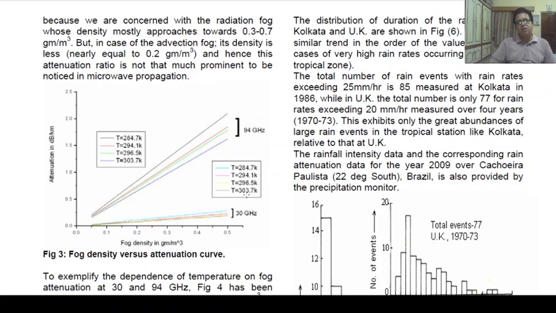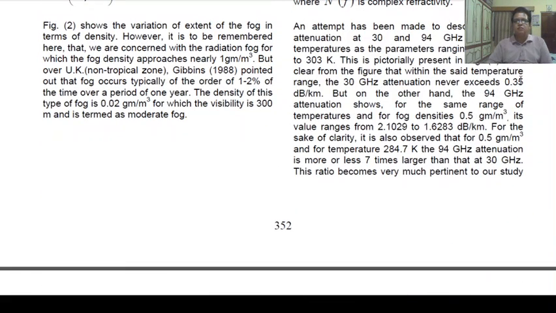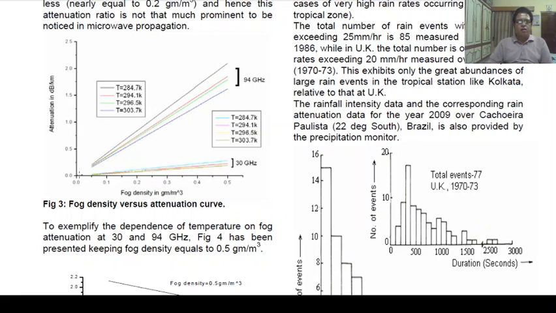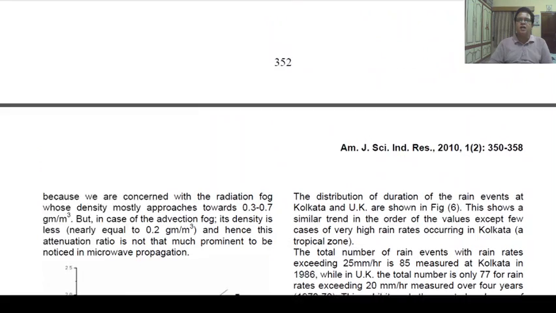303.7 K to 284.7 K. It is clear that within the said temperature range, the 30 GHz attenuation never exceeds 0.35 dB per kilometer. Here we see that this is below 0.5, approximately here. So this is less than 0.35 dB per kilometer for 30 GHz.